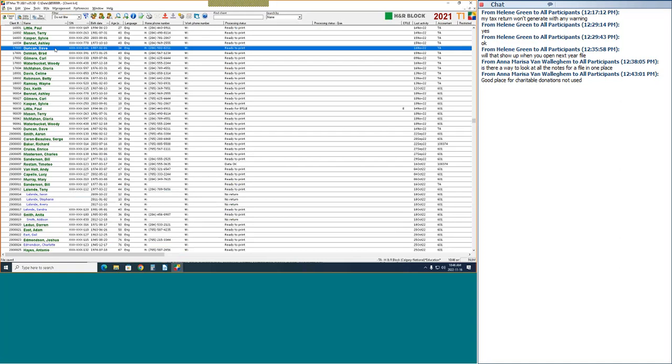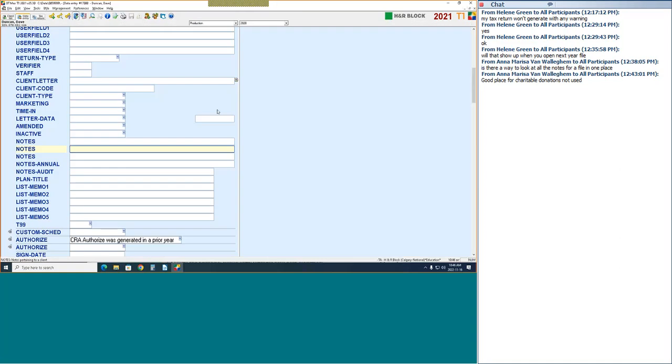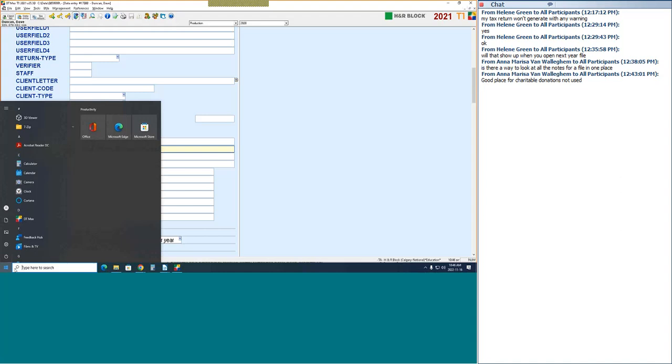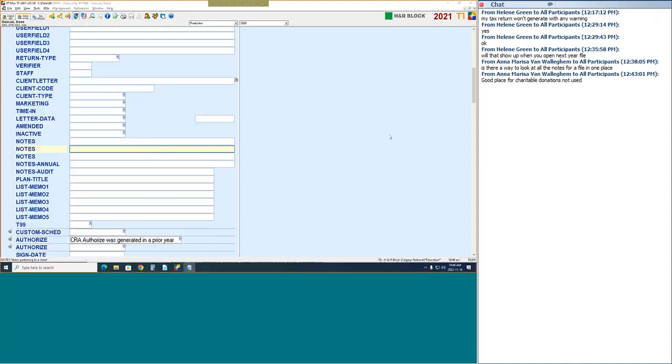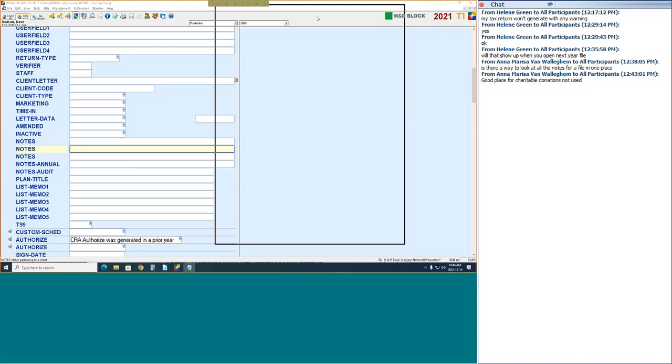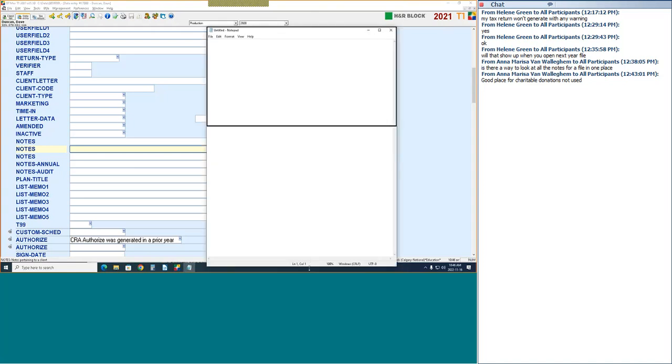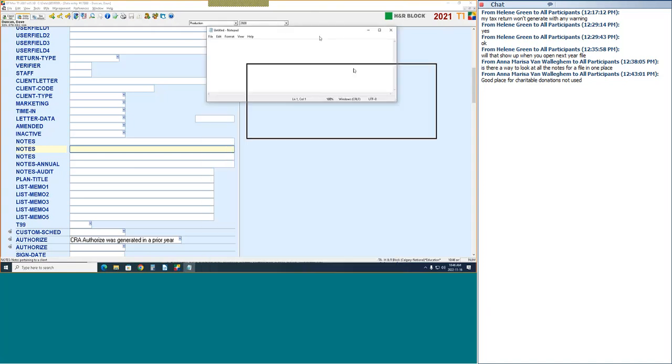I'm going to do it for his 2021 return, and what we need to do is generate a note. I'm going to show you my little tip and trick for how I do this so that I can type while looking at things. I like to use my notepad on my computer. If you have a notepad app, that's perfectly fine. I just need a tiny little text box that I can kind of drag around and make it small so that it's mostly out of my way.